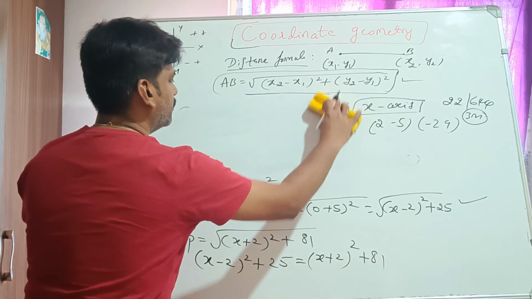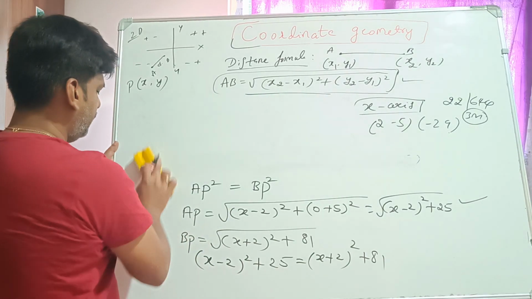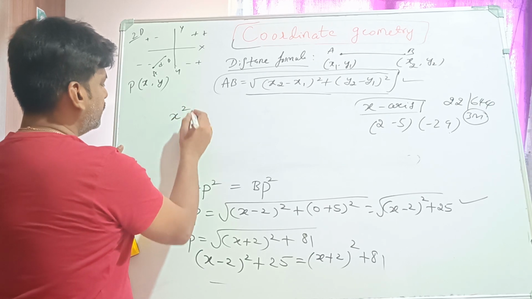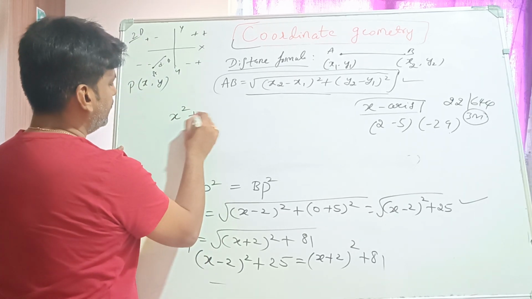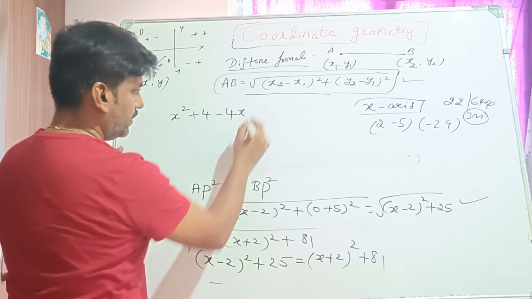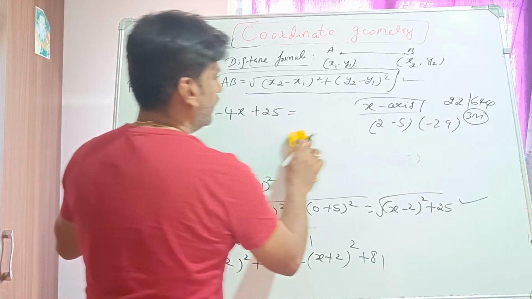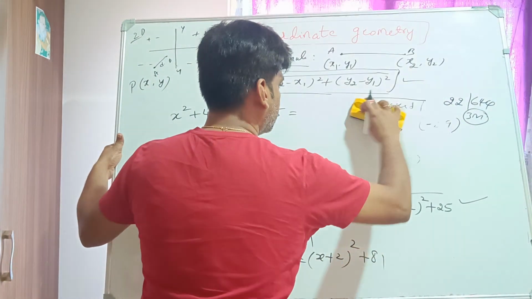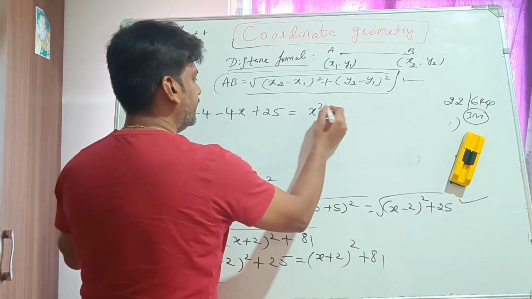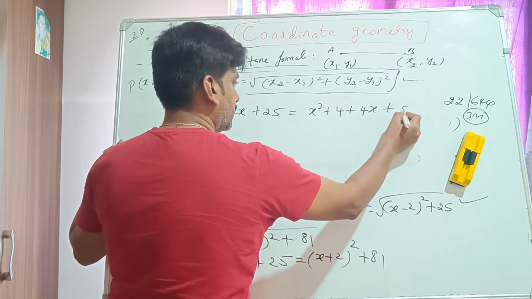They are asking about the equidistance on the point, so we will expand it and we will see. After expansion, the LHS is (x - a) minus b whole square, so it is a square plus b square minus 2ab plus 25, which is equal to the right hand side, (x + 2) square plus 81, right? So how to solve that? (a + b) square is a square plus b square plus 2ab plus 81, right?